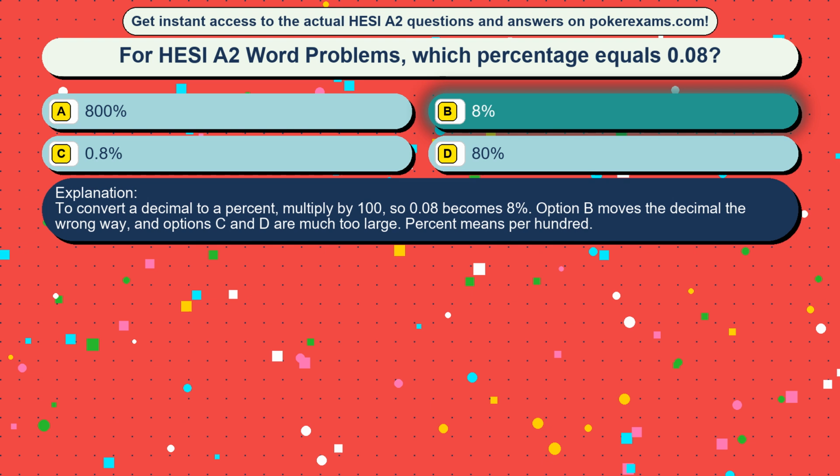To convert a decimal to a percent, multiply by 100, so 0.08 becomes 8%. Option A moves the decimal the wrong way, and options C and D are much too large. Percent means per hundred.